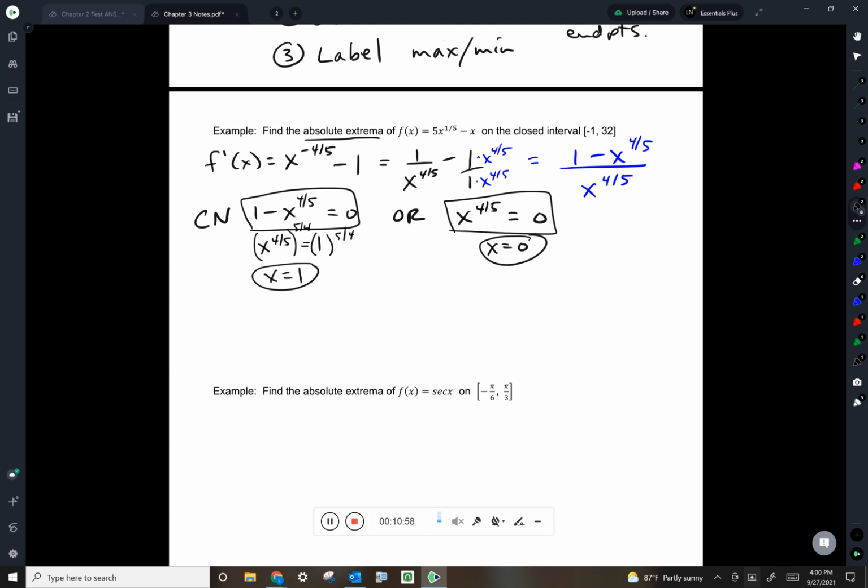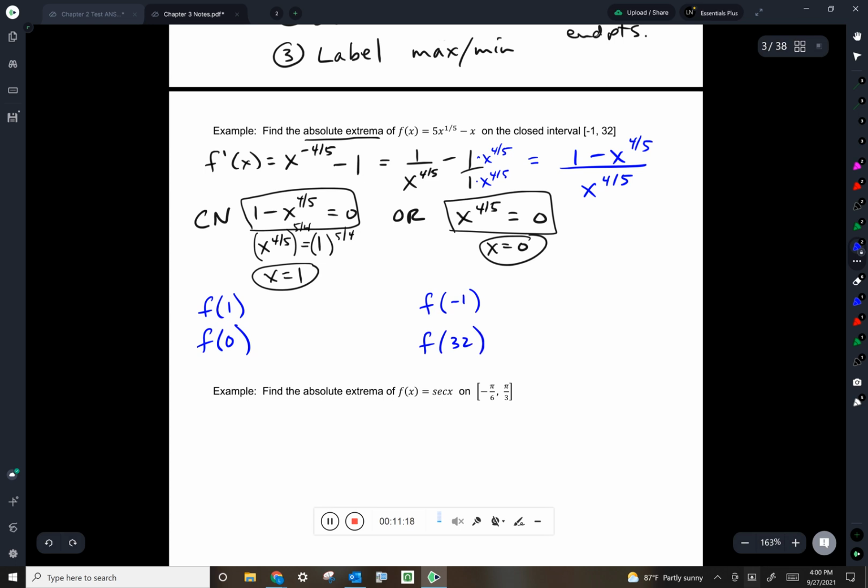Now step 2, I need to evaluate the original function at those critical numbers. So I'm going to evaluate the original function at 1. I'm going to evaluate the original function at 0. But I also want to evaluate the original function at the endpoints. So at -1 and at 32.